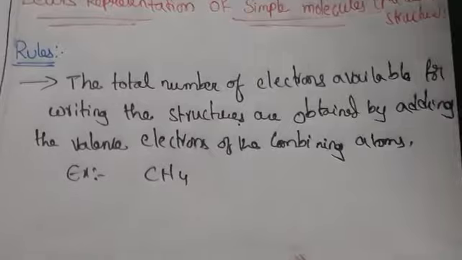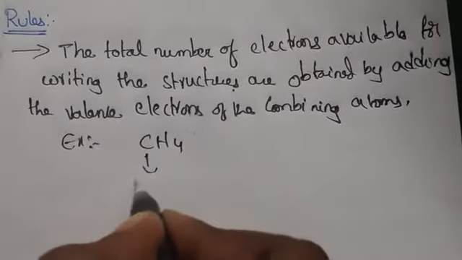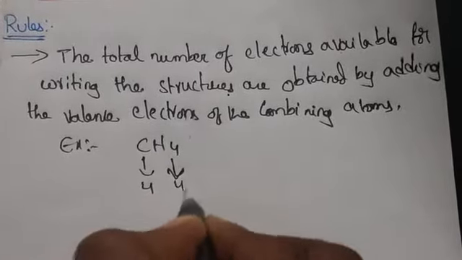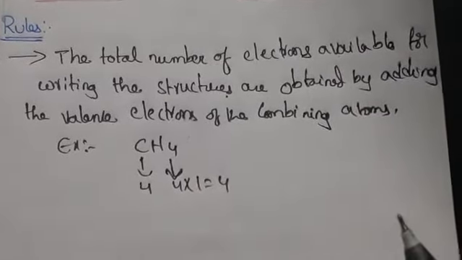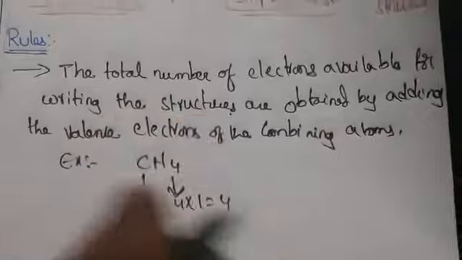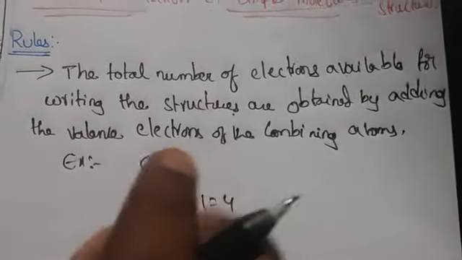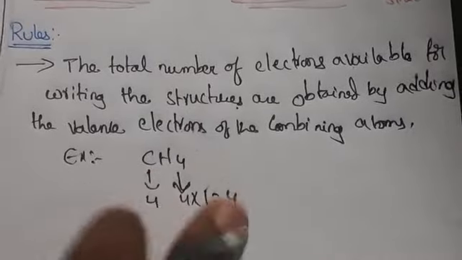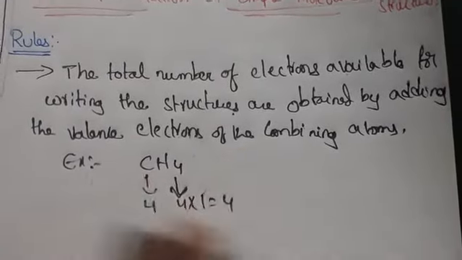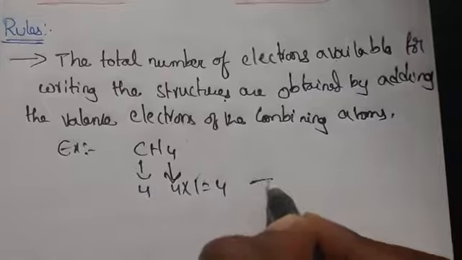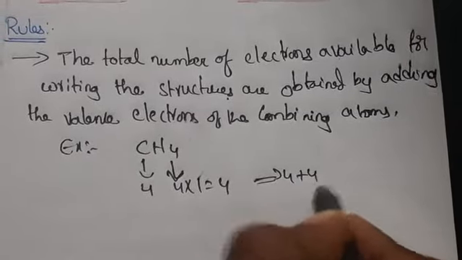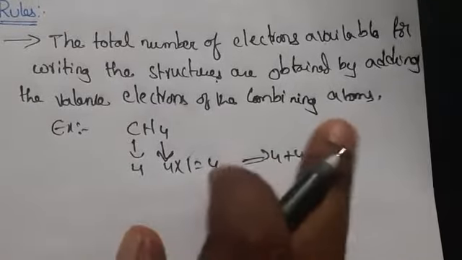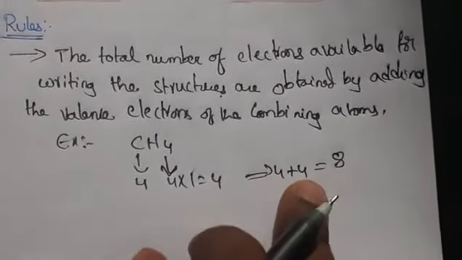CH4. Carbon has 4 valence electrons. Hydrogen has 4 into 1, so 4 valence electrons. So in total how many electrons does it have? Carbon has 4 and the hydrogens have 4. What is step 1? We can do 4 plus 4 is equal to 8. So to draw this structure, we got the total number of electrons.